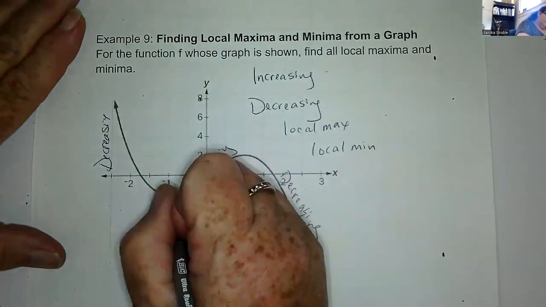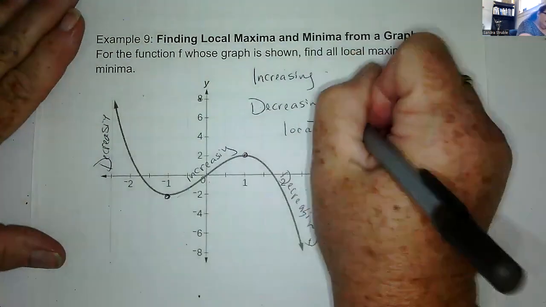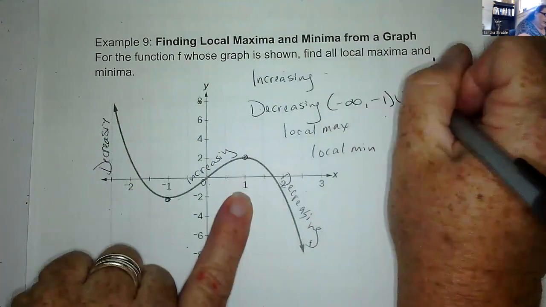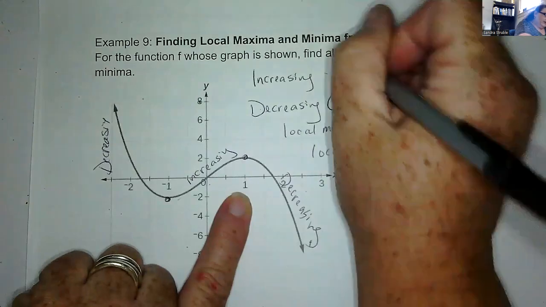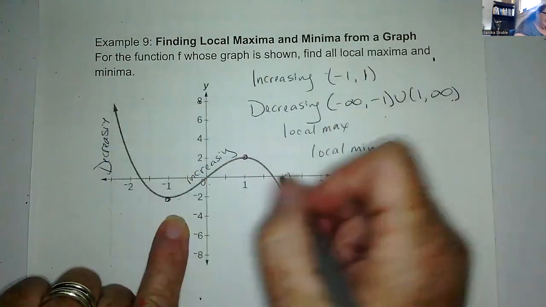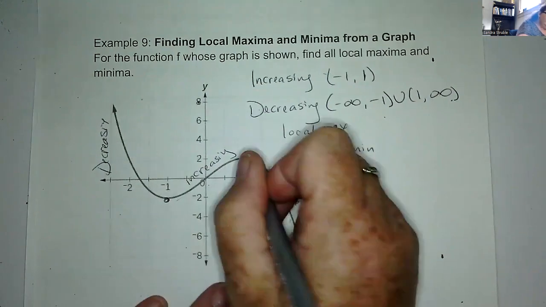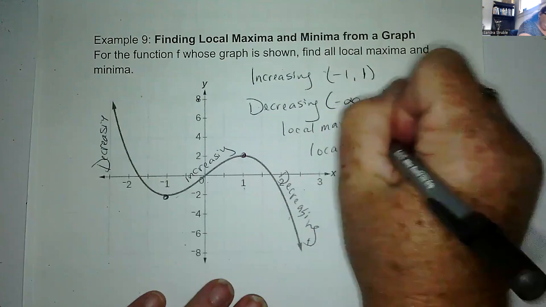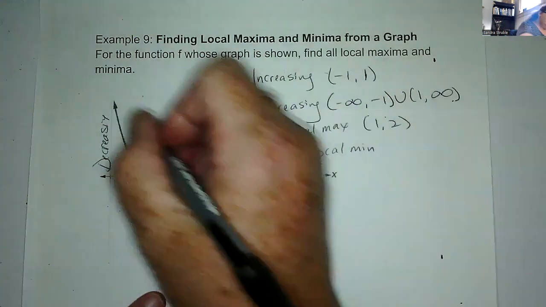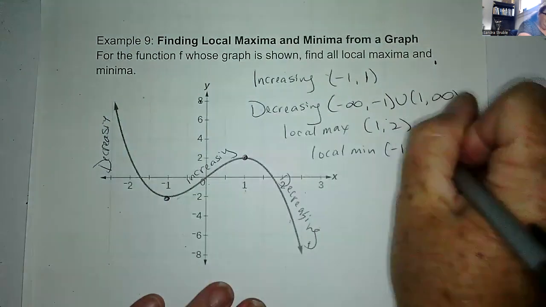Okay, so we've got turning points here and here. So decreasing is going to be from negative infinity to -1, or from 1 to positive infinity. Increasing is happening between -1 and 1. The local max, we have to be going from increasing to decreasing, and that's happening at x equals 1, and that is 2. So we can put (1, 2). And then the local min happens when you're going from decreasing to increasing. That happens at -1, and that is going to be -2. All right.